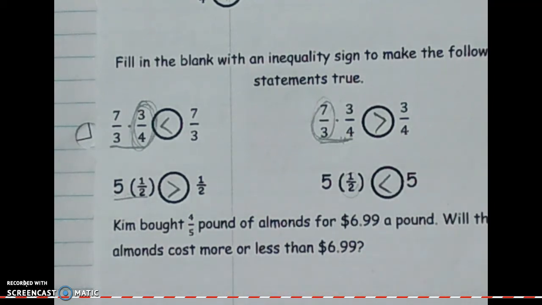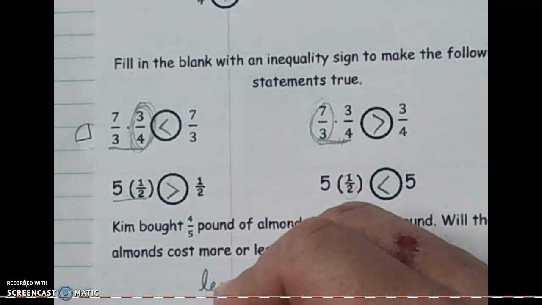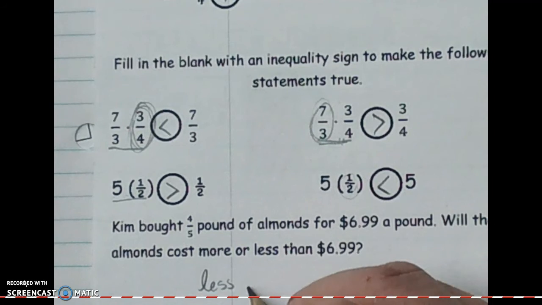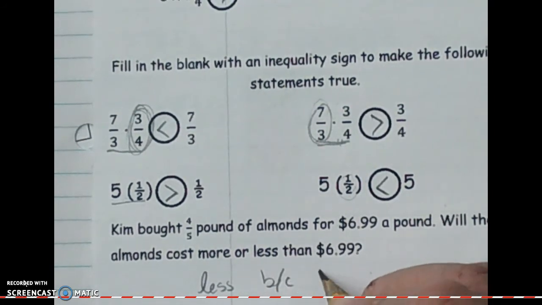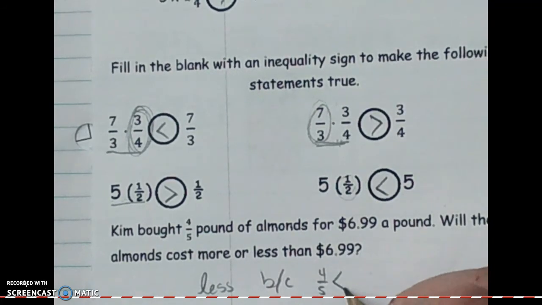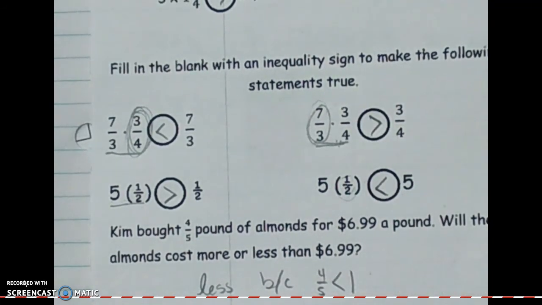Kim bought 4/5 of a pound of almonds for $6.99. Is that a whole pound of almonds? No. Will the almonds cost more or less than $6.99? How do we know that? Okay, because 4/5 is less than 1. Okay.